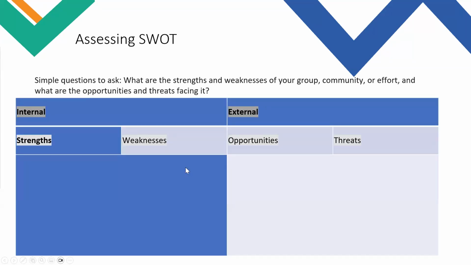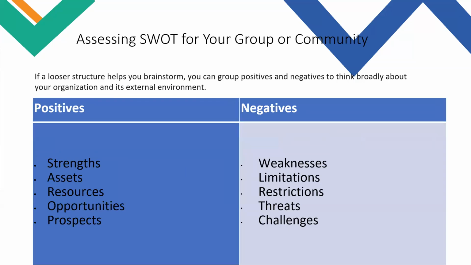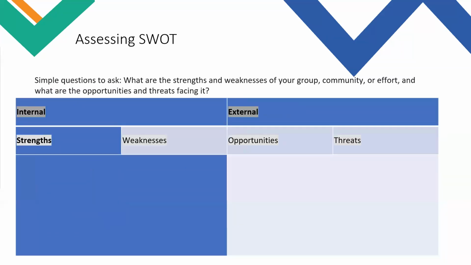You just make a column: strengths, weaknesses, opportunities, threats. And you'll list them. You list your strengths, you'll list your weaknesses, you'll list your opportunities that may come up, and you'll list your threats. So how does that work? How do we do that? And again, that's very easy, just a column.